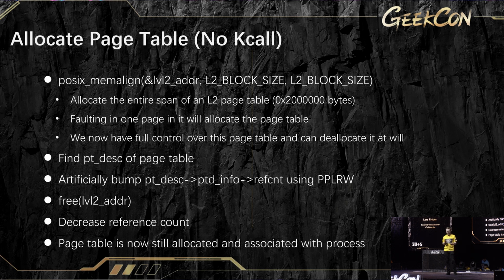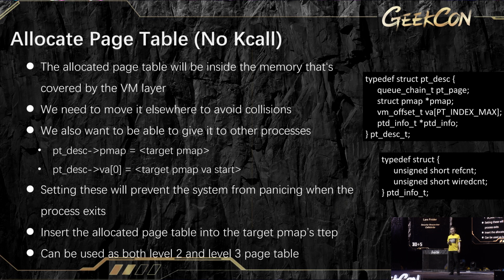So what we can do now is cause the system to leak this page table by finding it in kernel memory and arbitrarily bumping up the ref count variable. And when we do this and then we free the allocation again, it will free the allocation, but it will not free the page table because we bumped the ref count. Afterwards, we can decrease the ref count again, and we now have a leaked page table. It is unfortunately still associated with the process, so we cannot use it for another process easily. So we need to figure out a way to do that as well. But the bigger problem is that this page table also is within the VM layer.